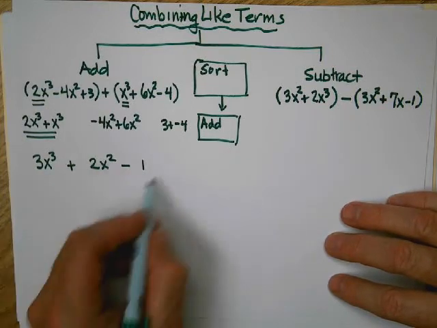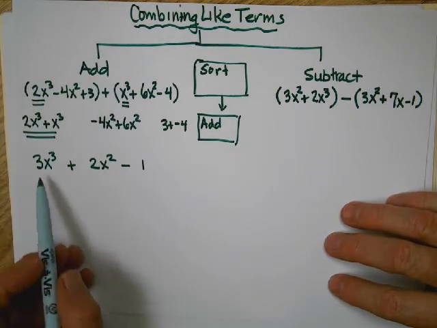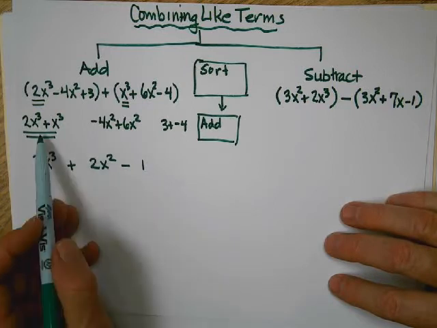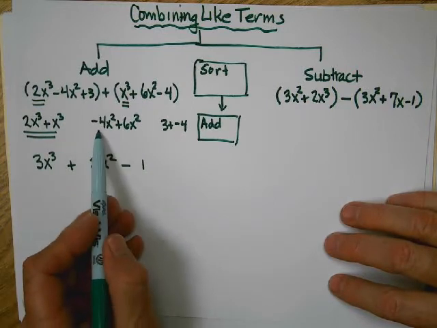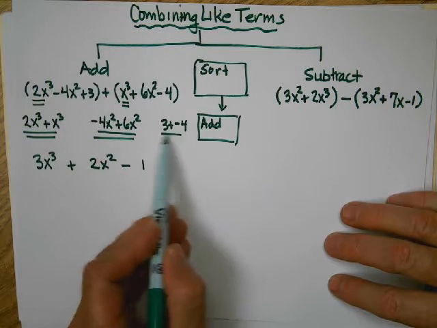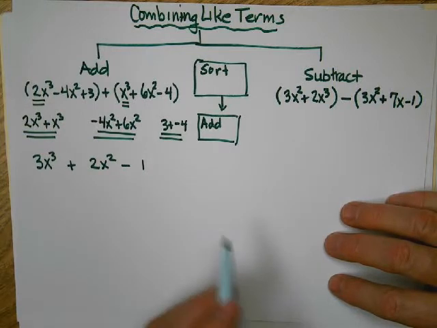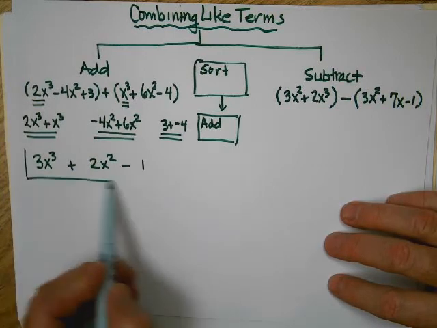Now, this is my final answer. I want it in highest exponent to lowest, and that's why when I sorted them, I sorted by highest exponent first to no exponent. And notice I used that plus sign in the middle. So this is my final answer.